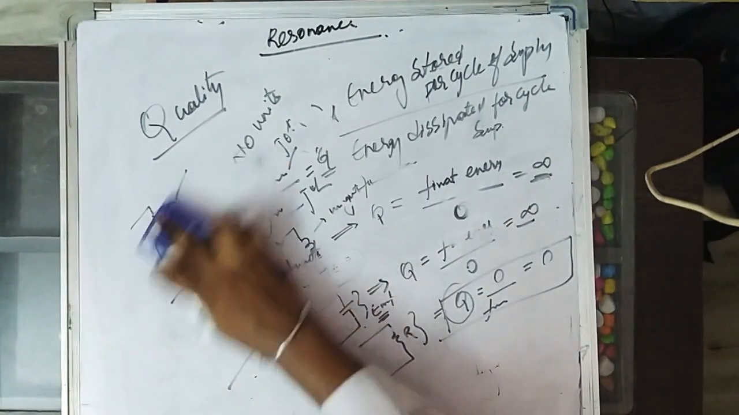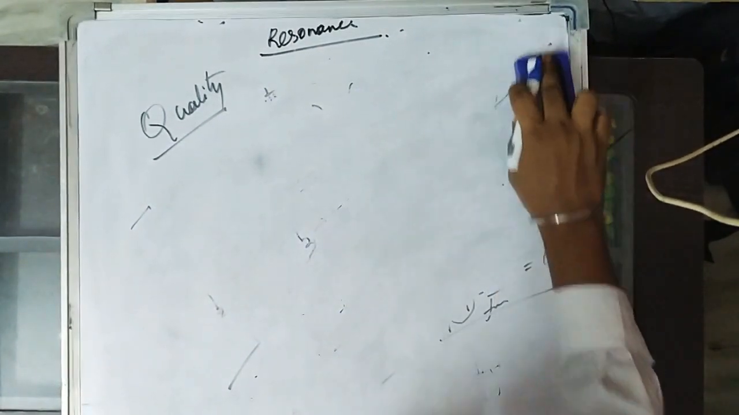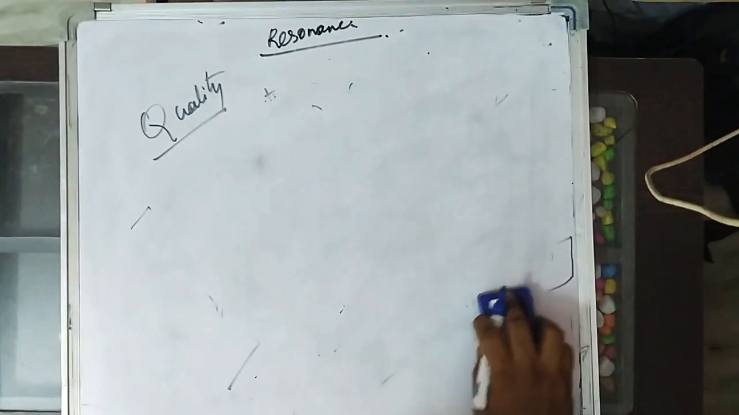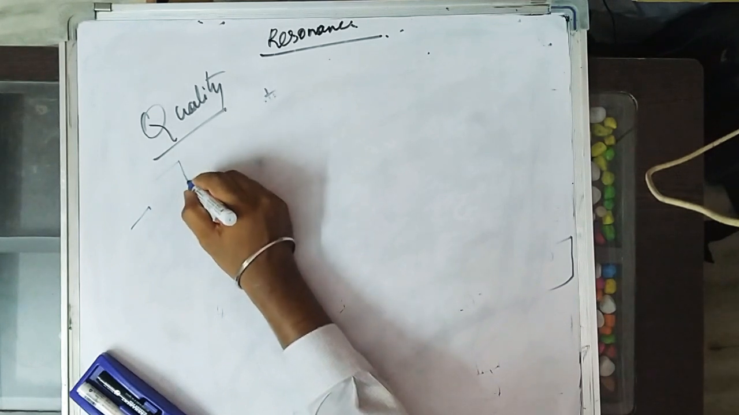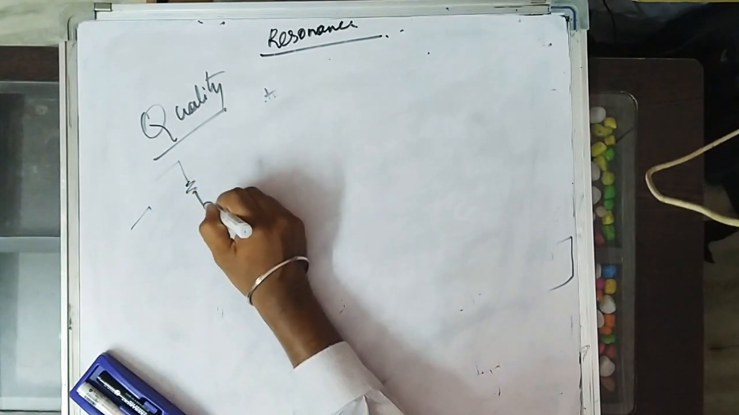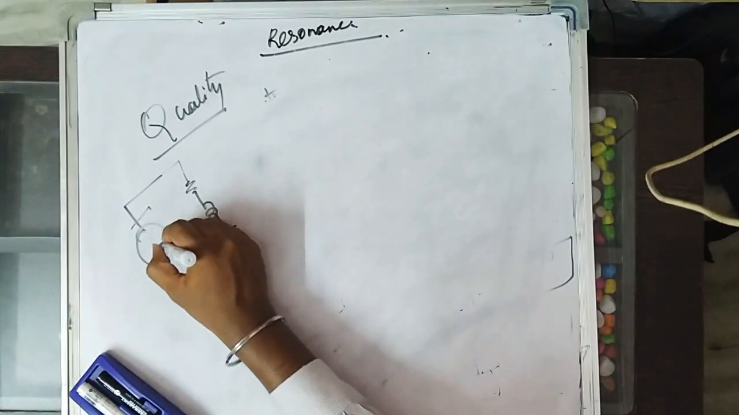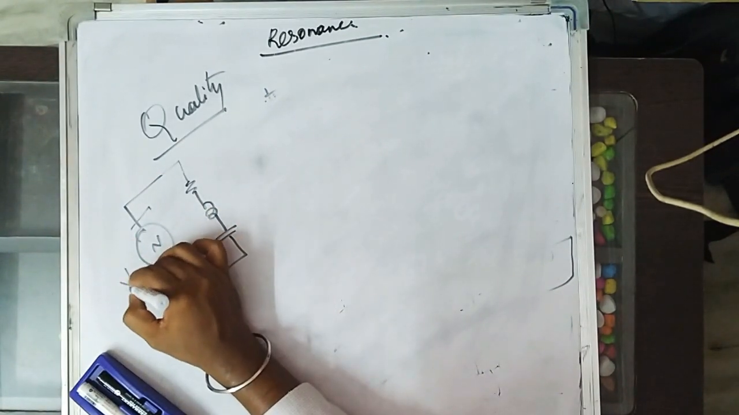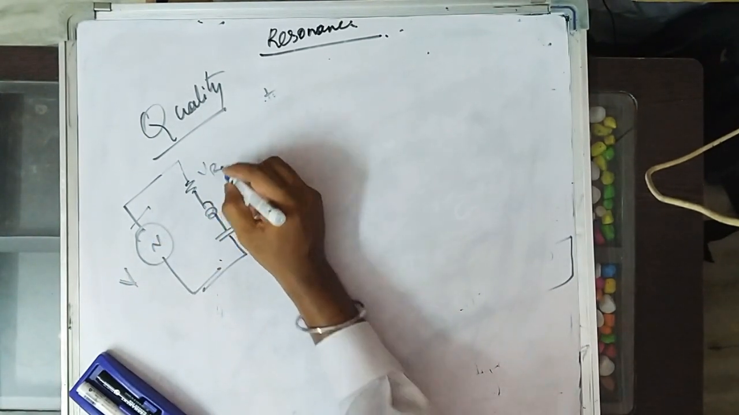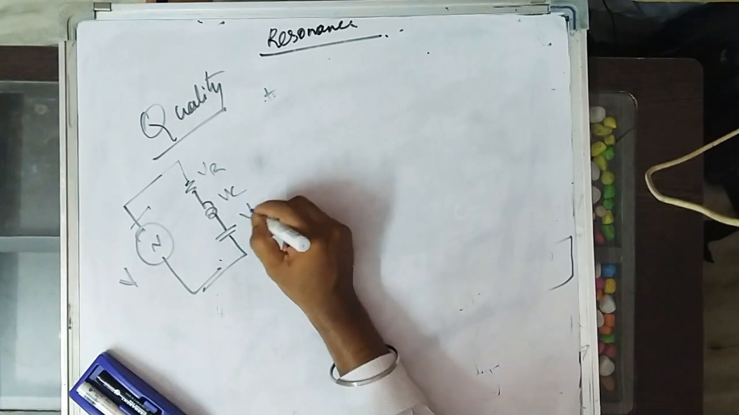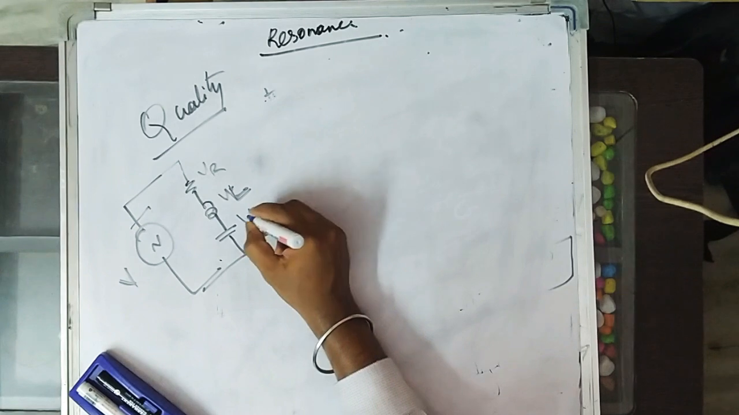Now in this class, we'll derive the quality factor of the RLC series circuit. For this RLC series circuit, this is V, this is VR, this is VL, and this is VC.